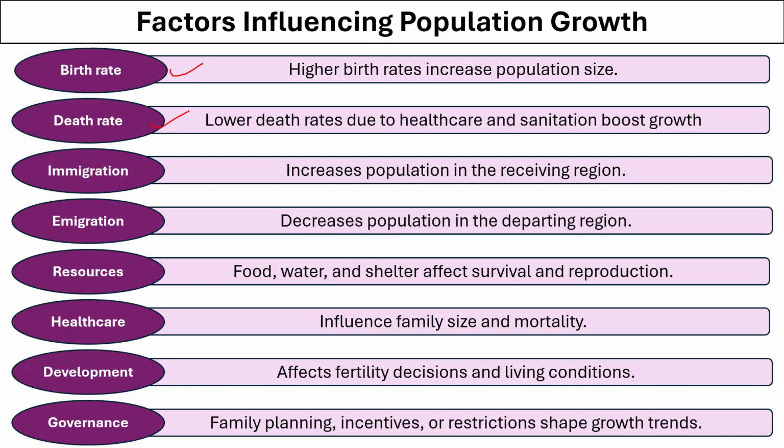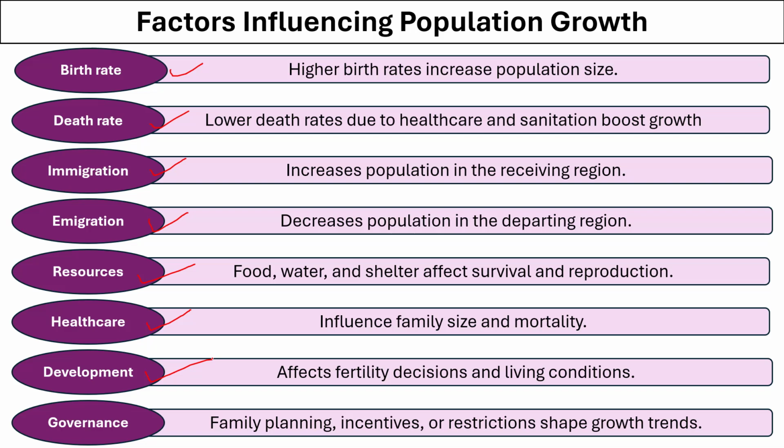If you have a low death rate, that is usually because of better healthcare and sanitation, and that increases population. Immigration increases the population of an area when people start coming in, and emigration reduces the population when people start going out of an area. Resources like availability of food, clean water, shelter, and sanitation increase the population of an area. Healthcare also increases the chances of survival of an organism, and that also increases the population of an area.